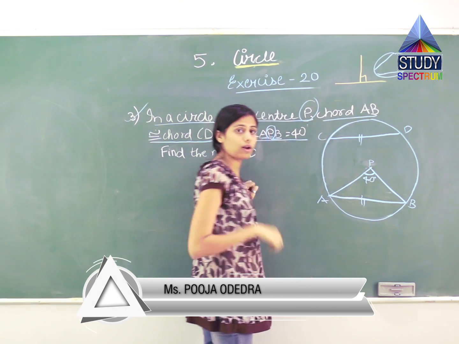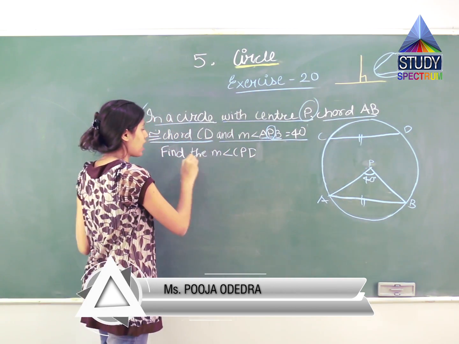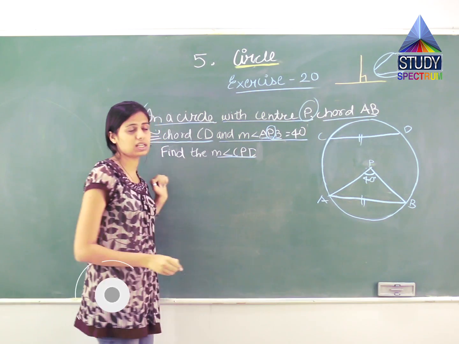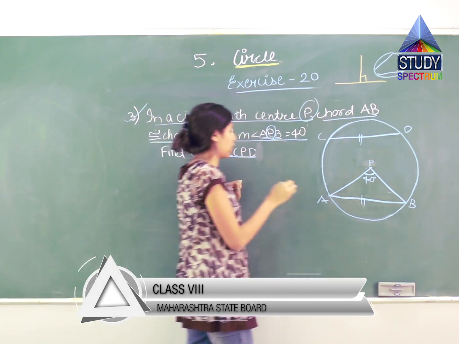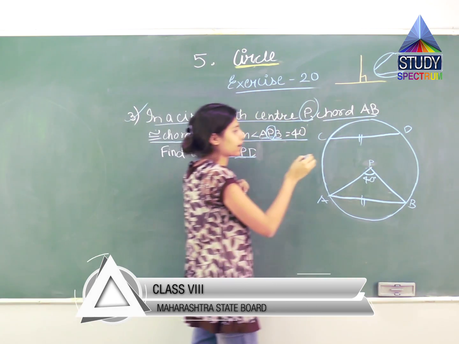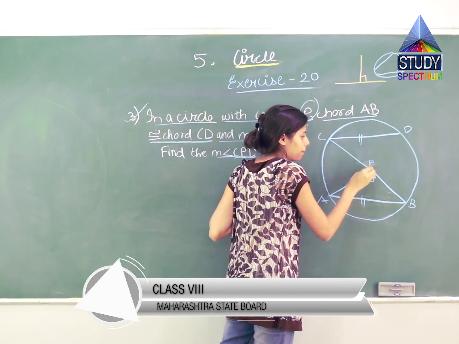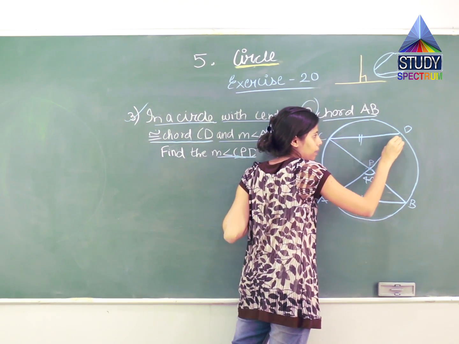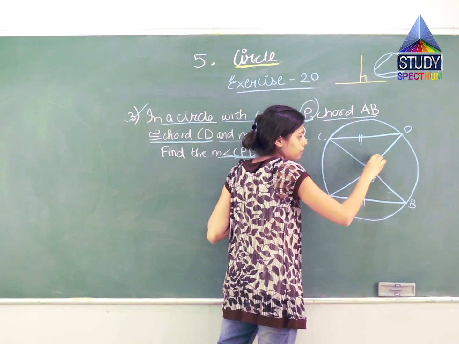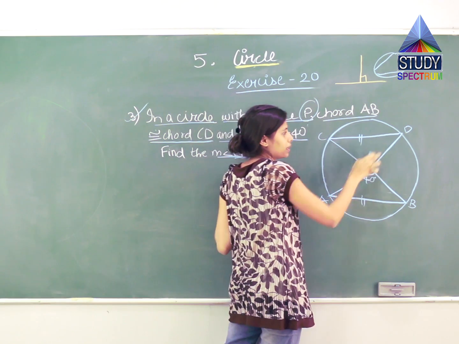40 degree. Now let us see what they are asking. They are asking you to find the measure of angle CPD. Now tell me where is C? C is over here. Now CPD means what? CP is connected, so let us connect CP by a segment CP, and CPD. So PD also has to be connected. So it is PD. So this is the angle CPD.